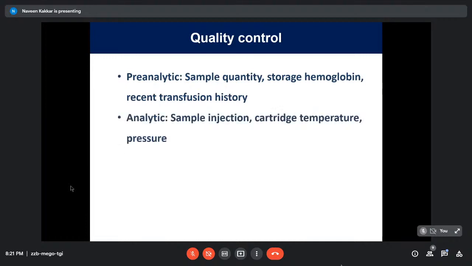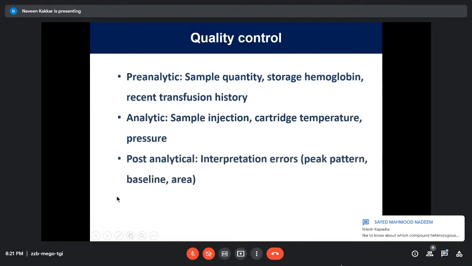Analytical problems in the machine. Your sample injection issues, cartridge temperature, very important for good separation. The pressure, if the pressure falls, there is a leak, you may have problems in separation. Post-analytical, I'll give you 1 or 2 examples of this. Interpretation errors. You need to learn to look at peak patterns, the shape of the peak, the width, is it touching the baseline, the area under the curve. So all these are important areas to look at in a chromatogram once it comes out to you.